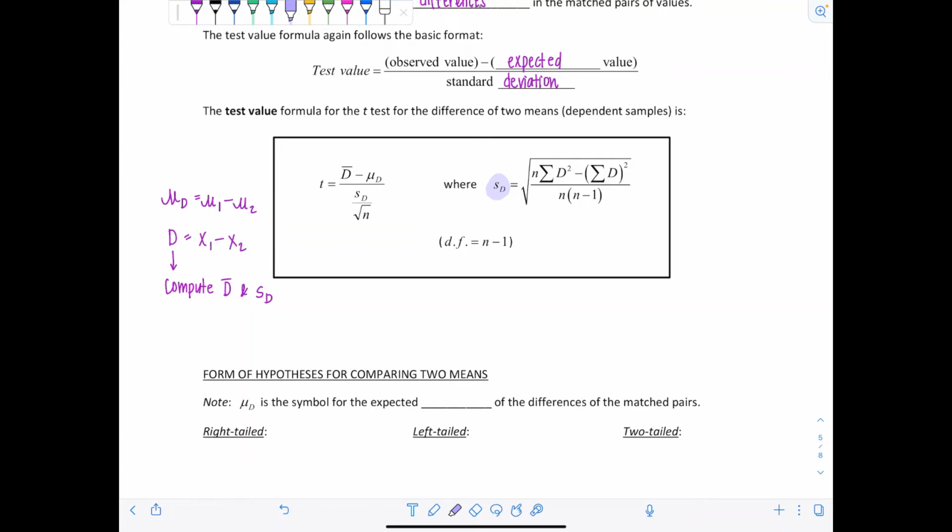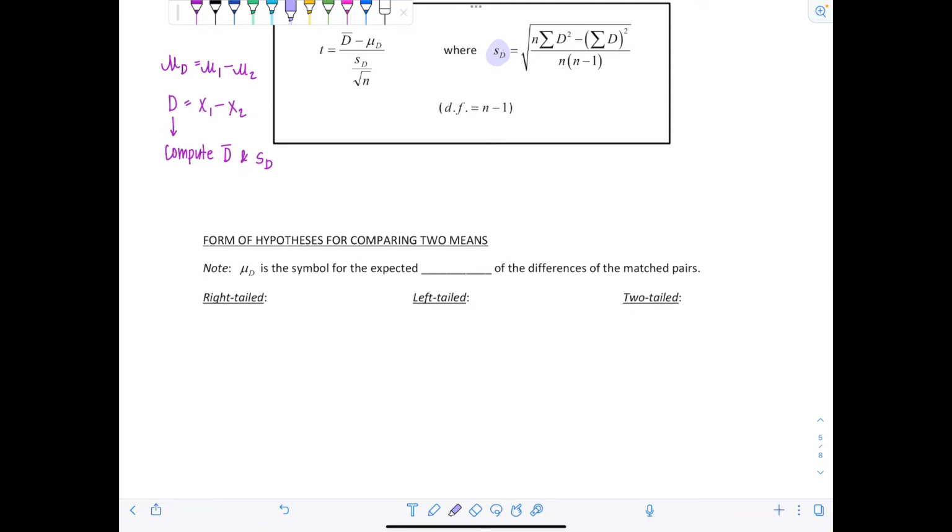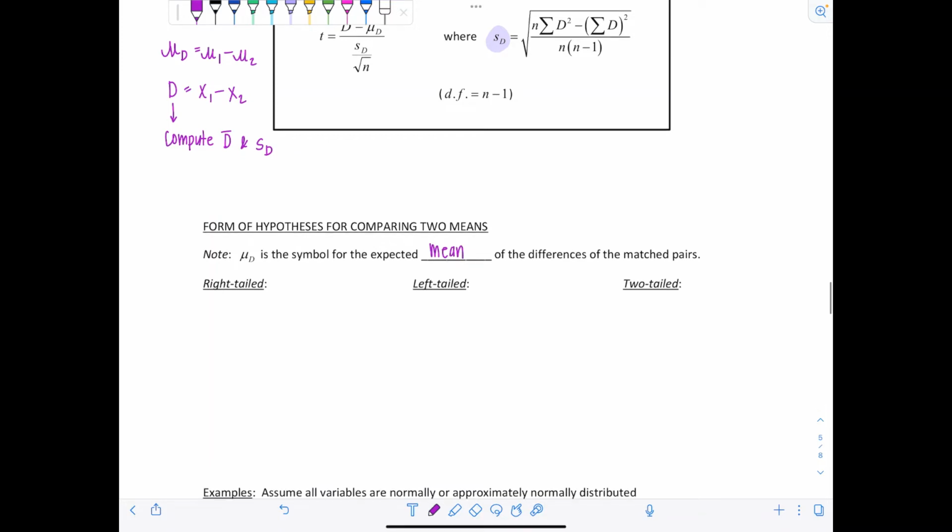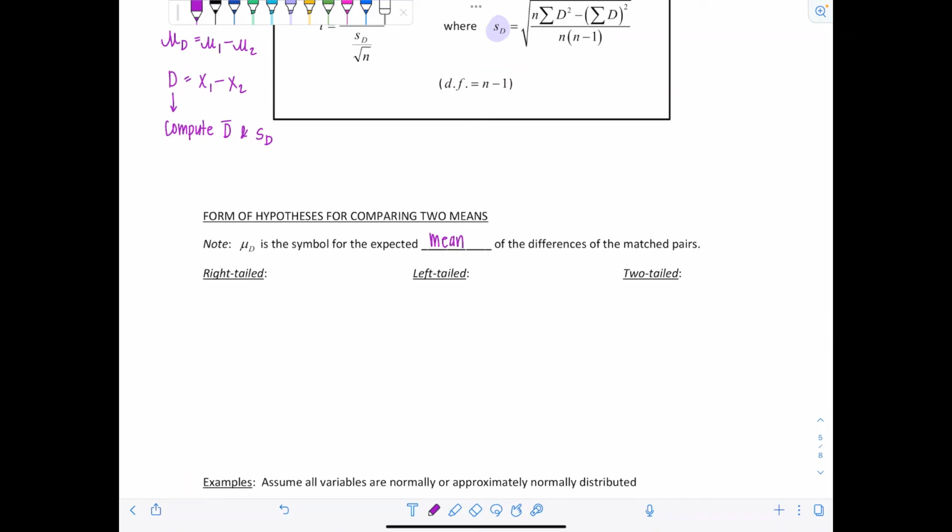All right, now forms of hypotheses for comparing the two means. Remember, mu sub d, that's the symbol for the expected mean of the differences of the matched pairs. So your textbook still uses mu1 minus mu2. A lot of textbooks or studies instead will just use mu sub d because it's cleaner. And I'm sure for other reasons. So H naught, mu sub d is 0. Alternative would be mu sub d is greater than 0.